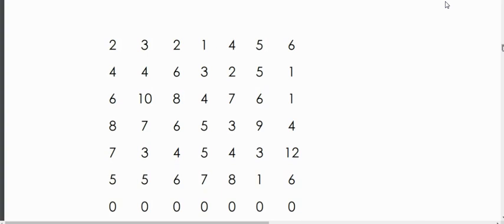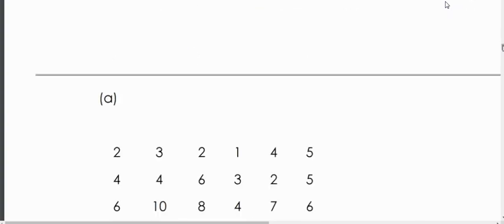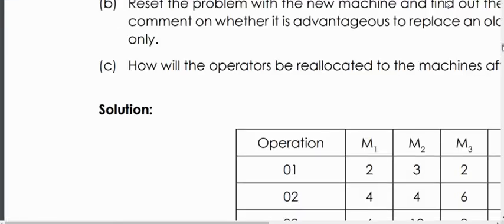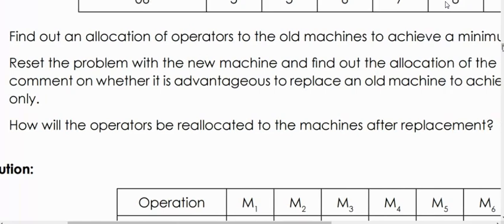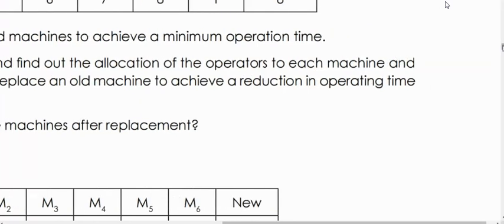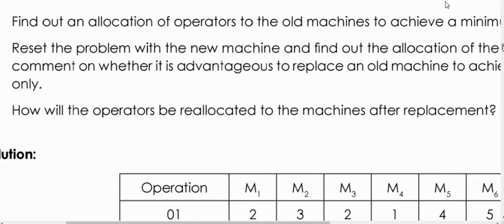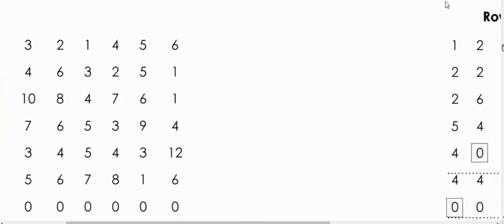Okay. Now, in the question, they have asked 3 questions from you. The first question was to find out an allocation to the old machine to achieve minimum time. The second question they have asked is to reset the problem with the new machine, find out the allocation and comment whether it is advantageous to replace an old machine to achieve a reduction in operating time only. So they have asked you to introduce the new machine and solve the question.